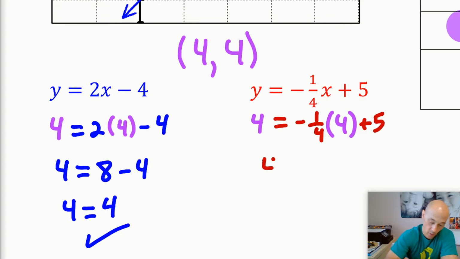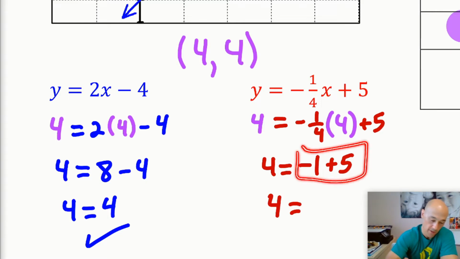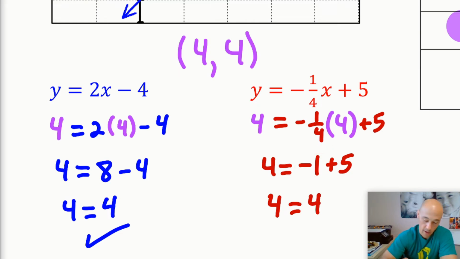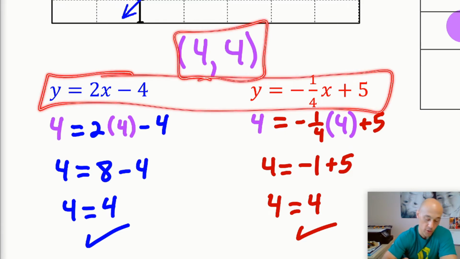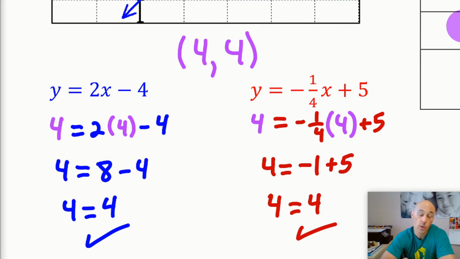So we have 4 is equal to negative 1 plus 5. On the left, we have 4, and on the right, negative 1 plus 5 is 4. And that checks as well. So what I've just shown is that the point (4, 4) makes both of these equations true. So we verified that the point (4, 4) really is a solution to that system of equations algebraically.